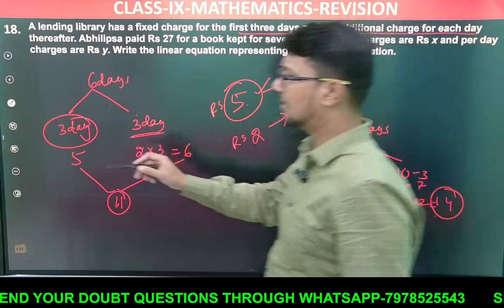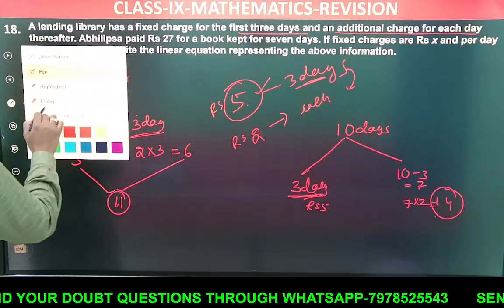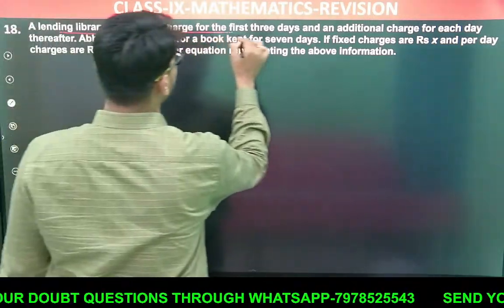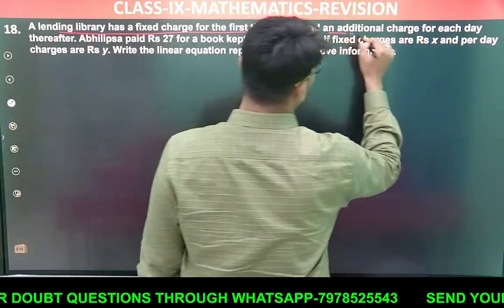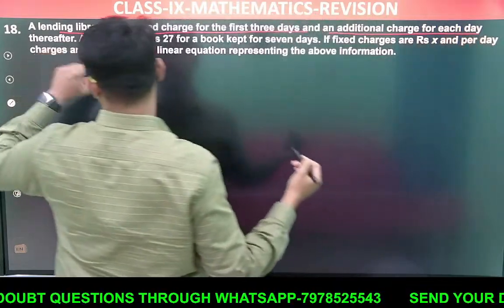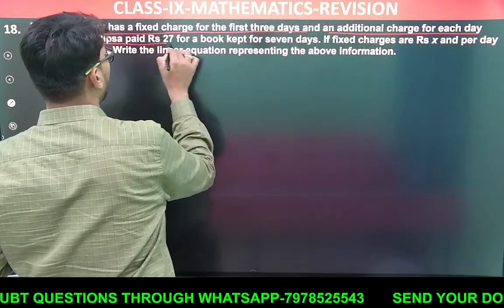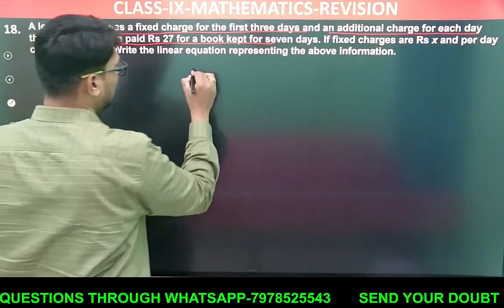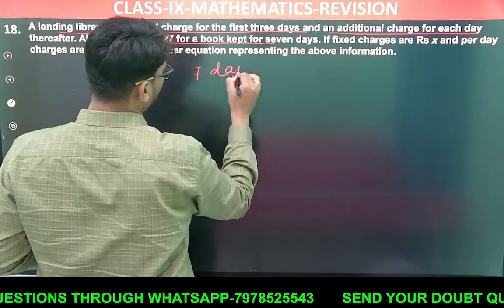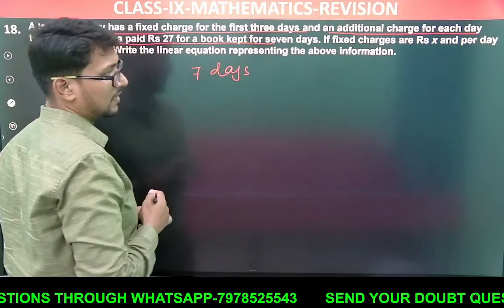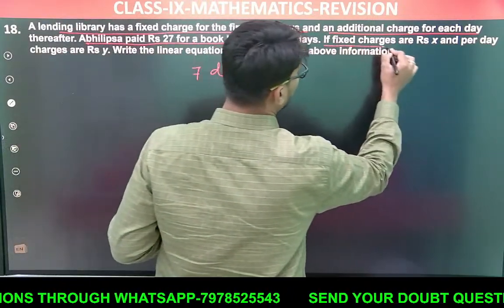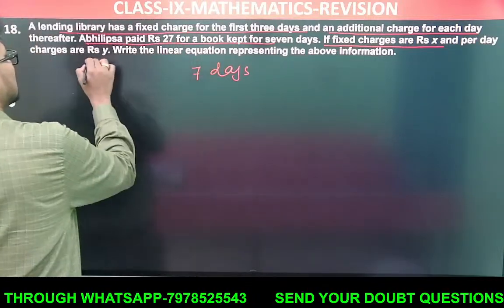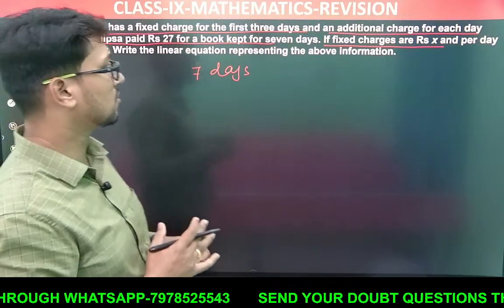Okay, let us solve this question. See, a lending library has a fixed charge for the first 3 days and an additional charge for each day thereafter. Ovilipsa paid 27 for a book kept for 7 days. If the fixed charge is X and per day charge is Y, write a linear equation for the above.